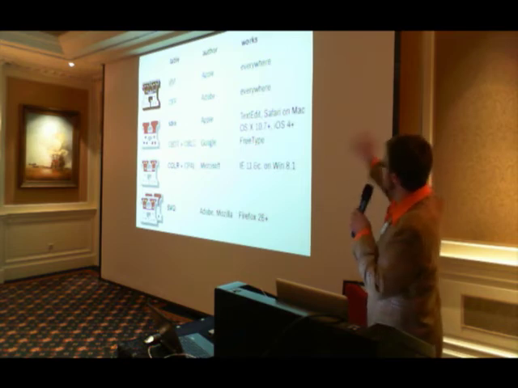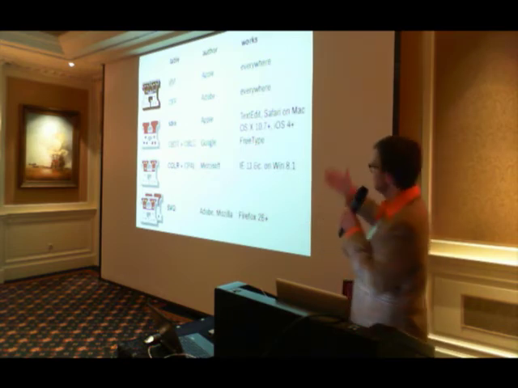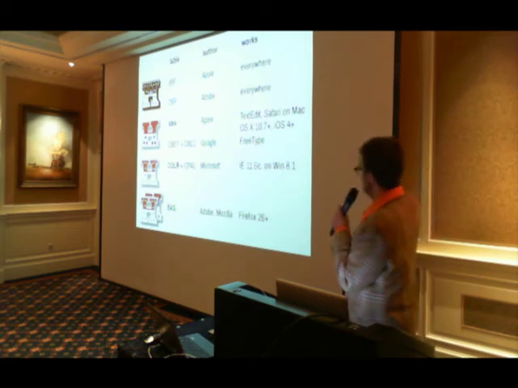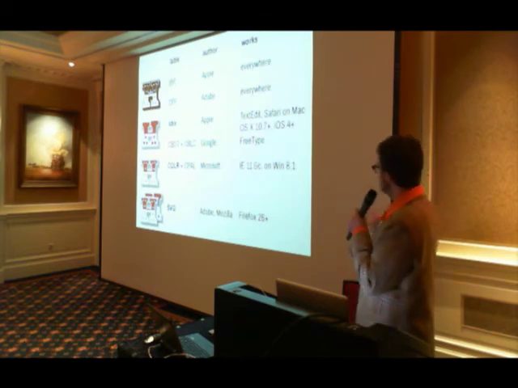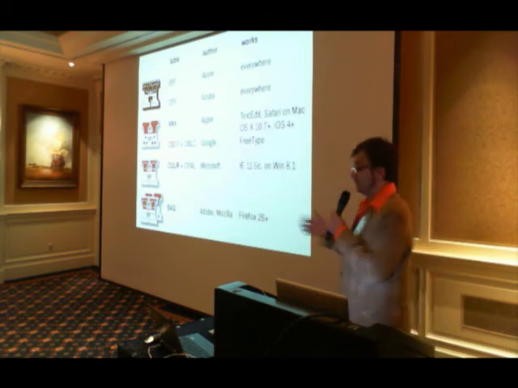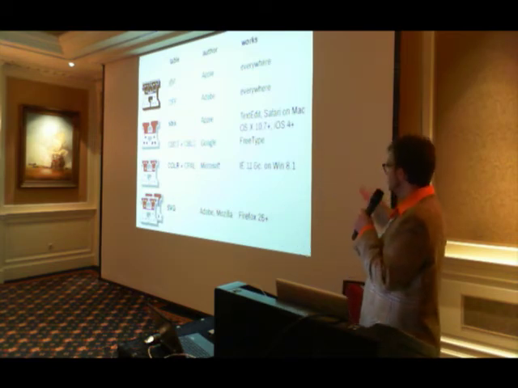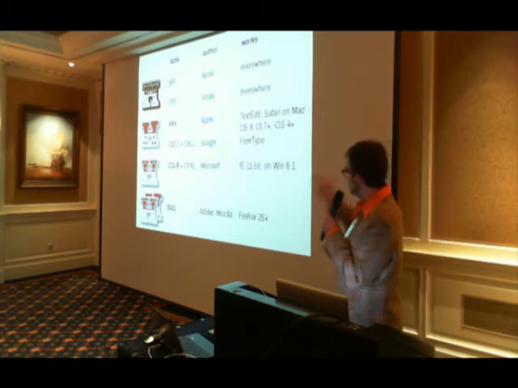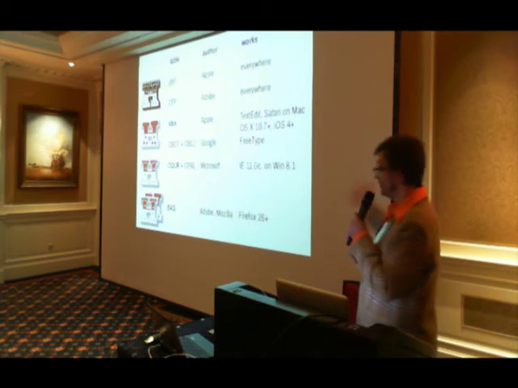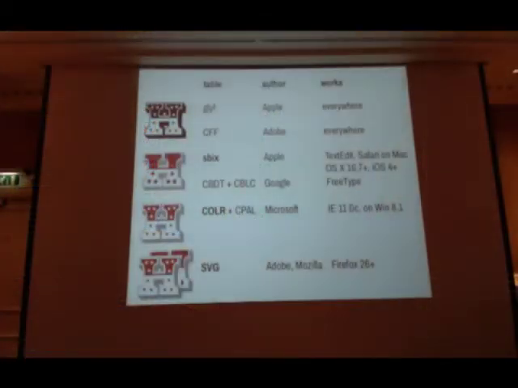So the glyph and CFF, of course, work everywhere, and then the SBIX table works in certain applications on macOS 10.7 and newer and iOS, but only on applications that use Apple's own text renderer. And then the Google tables work in the newest versions of FreeType, Microsoft Color and CPAL work in Windows 8.1, the most recent one in applications such as Internet Explorer 11. And then SVG works in Firefox 26 and newer, I believe. And of course, people are adding support.